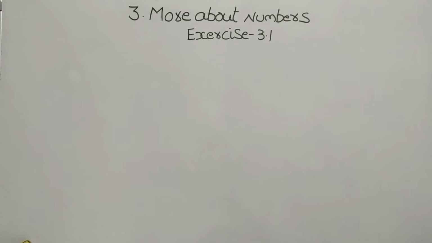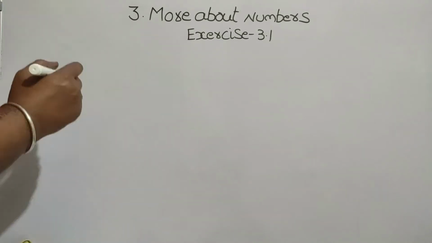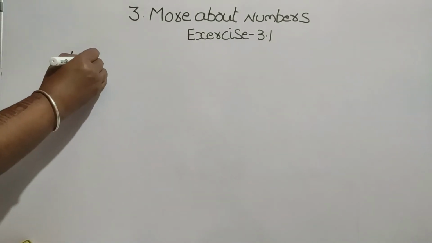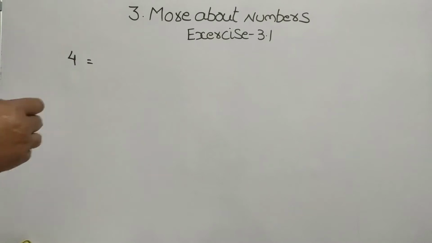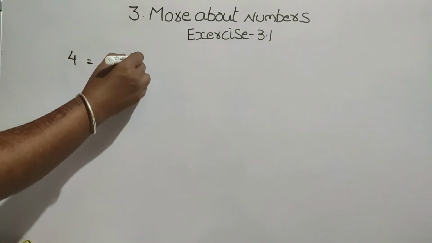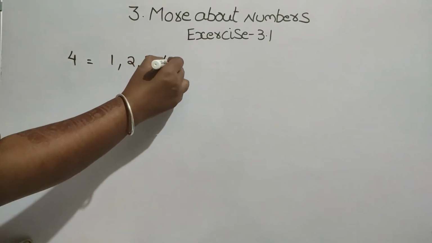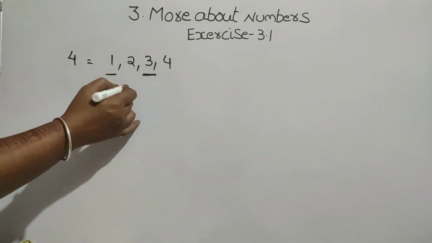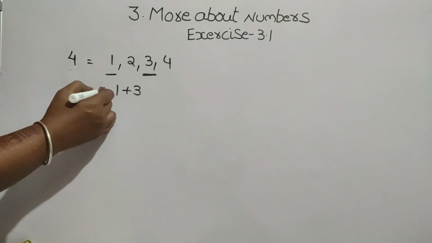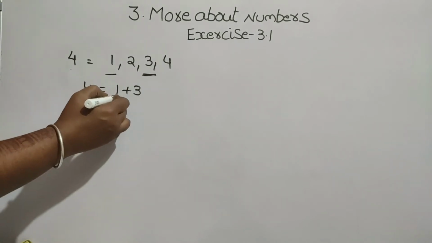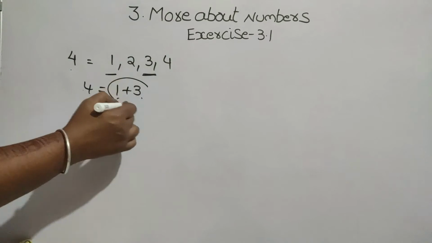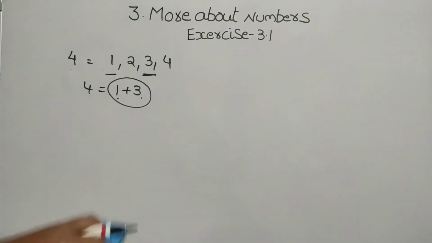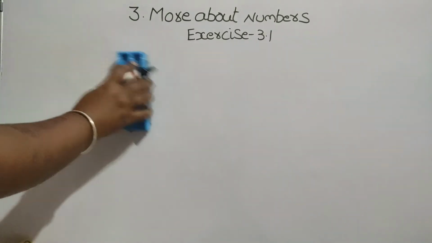Now, the second question is, can you express 4 as a sum of two odd numbers? 1, 2, 3, 4. 1 is an odd number, 3 is an odd number. 1 plus 3 is 4. So, 4 as the sum of two odd numbers, this is the correct answer. Now, moving on to the third question.